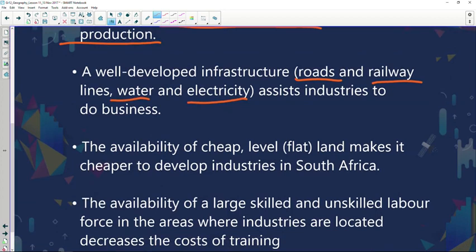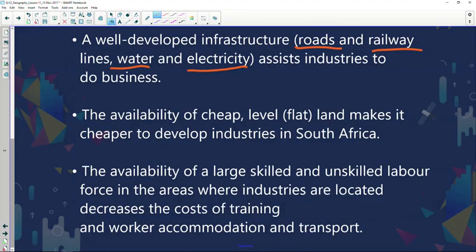Now, the availability of cheap, level land makes it cheaper to develop industries. Keep in mind, if you want to build a factory, it's much cheaper to build the infrastructure on gentle, flat gradients than on hilly landscapes. And then once again, we saw it with farming and mining as well. We've got a large supply of unskilled and skilled labor. Now, we discussed it in the last lesson. Unskilled is basically people who are not qualified. It's your basic laborers. If you look at skilled workers, it's people who have qualifications or degrees, who know the industry and have exceptional knowledge in the industry that they are working in.